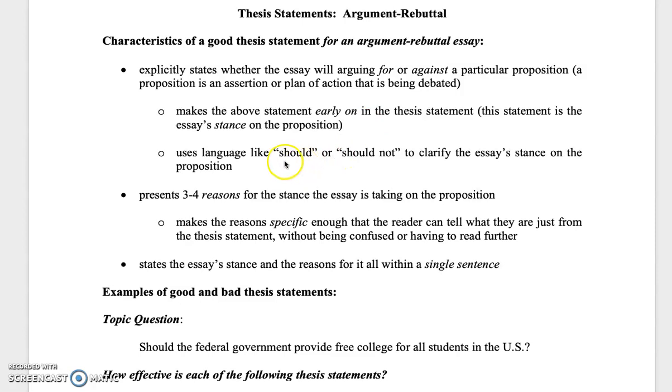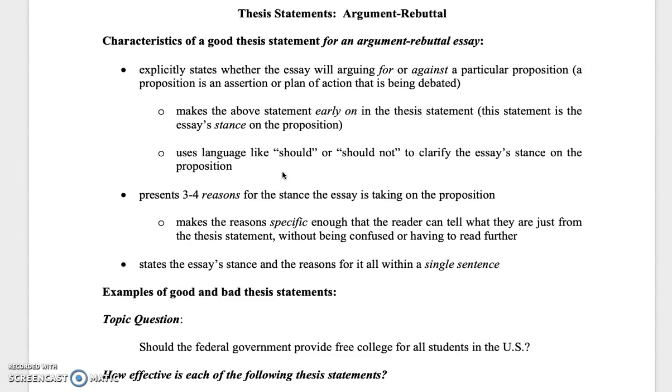And it's good to use language like should or should not in that part of the thesis so that you're very, very clear about which side of the issue you're on. You don't want the reader to be in any doubt about which position you're taking, for or against. All right, so the first part is the stance. That's where you take your position.